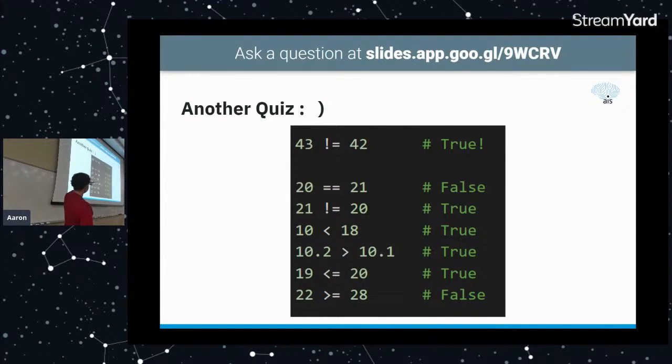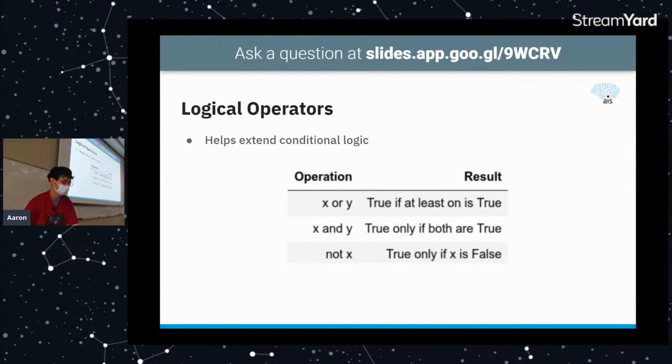So 20 equals 21. Obviously, that's false. 21 is not equal to 20. That's true. 10 is less than 18, that's true. 10.2 is more than 10.1 is true by 0.1. 19 is less than or equal to 20, that's true. And 22 is more than or equal to 28, that is false. So this is one of the basic building blocks of programming, so try to make sure that you understand it, at least kind of. So let's talk about logical operators now.